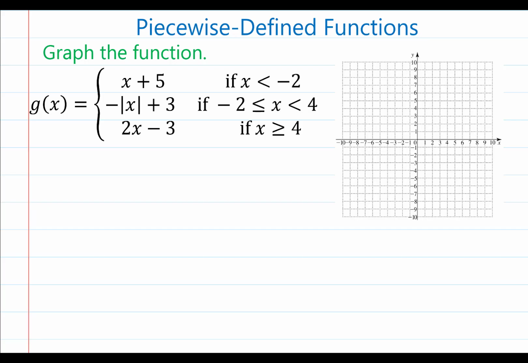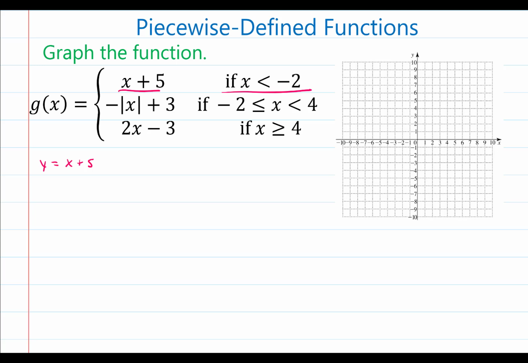A piecewise function is defined using different equations for different parts of the domain. So we really need to separate this out into three different graphs. I'm going to color code as I work through this problem. So the first graph, which is defined for the domain as x is less than -2, will be the equation y is equal to x plus 5.